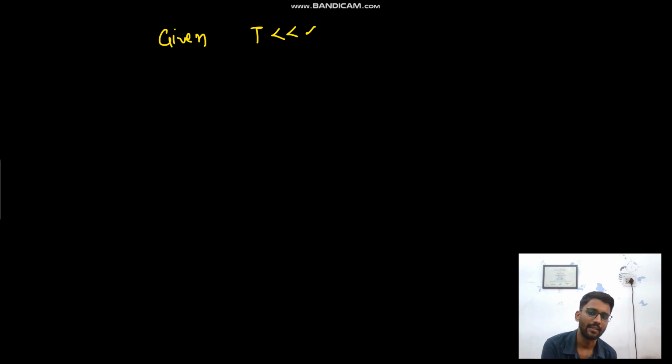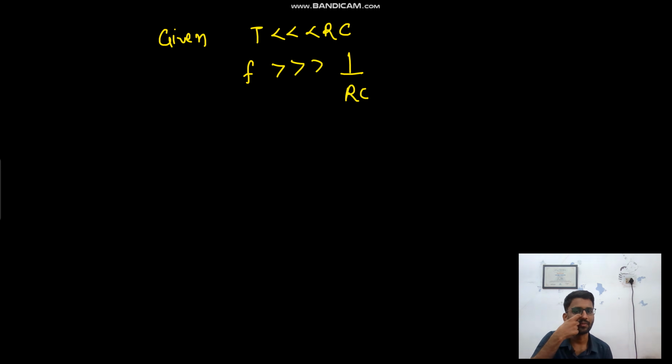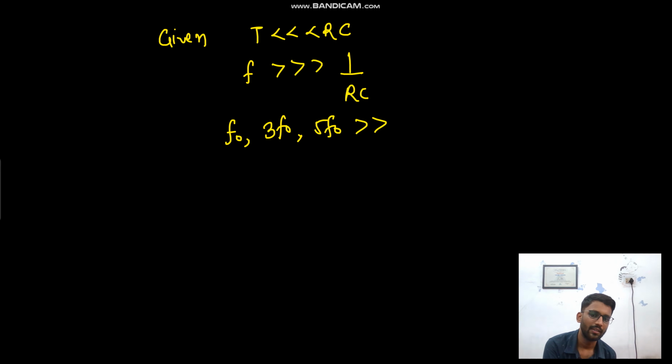T is very much less than RC. So your F will be very much greater than 1 by RC. So your F0, 3 F0, 5 F0, all of them will be very much greater than 1 by RC.